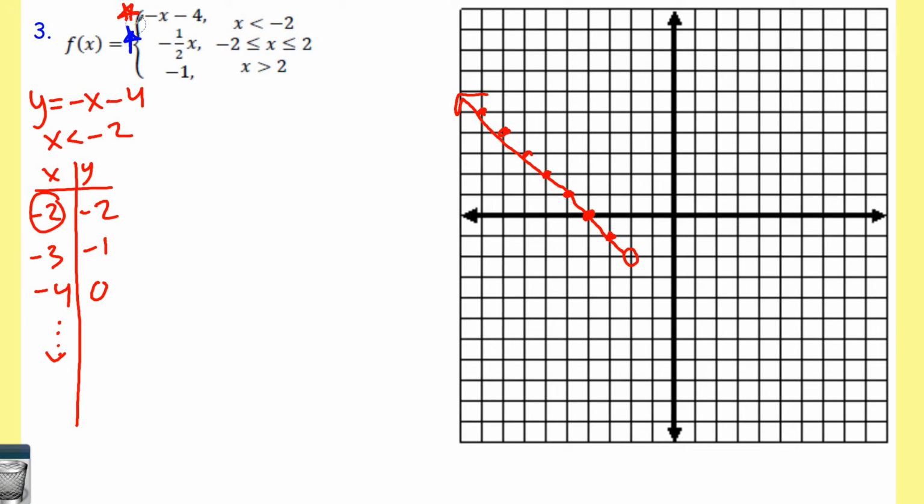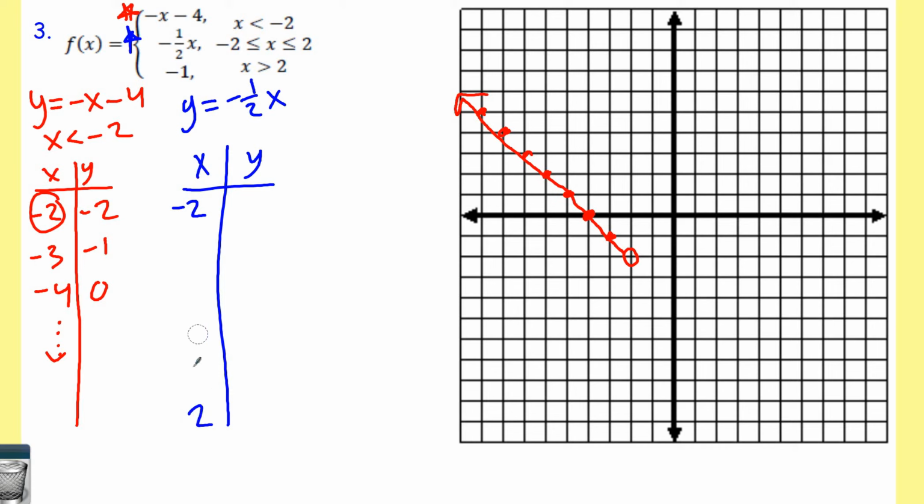Second equation, y equals negative 1/2 x. So here I can only plug in values from negative 2 to 2. So think about your table. X has to be, the smallest it can be is negative 2, exactly. And then the biggest it can be is 2. So I can plug in everything in between, so only these values. I mean, I can plug in decimals if I really wanted to.